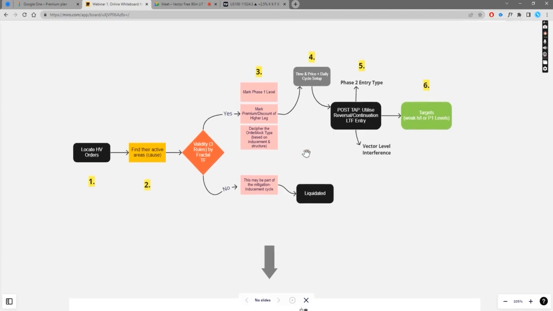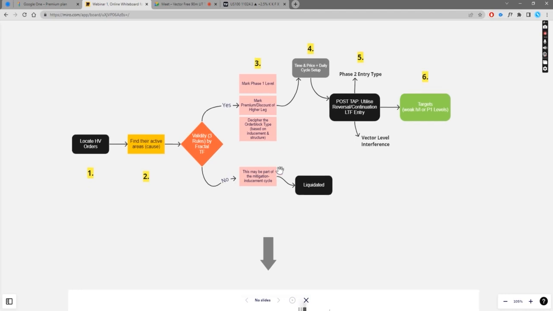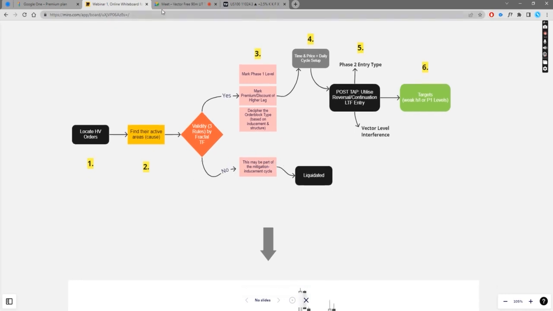So we want to mark our phase 1 level. We want to mark the premium and discount of the higher leg. And we want to decipher what order block type we want to use. Okay? If we don't, sorry.